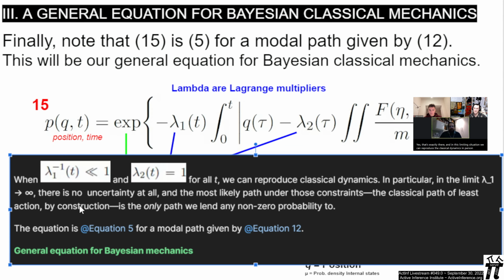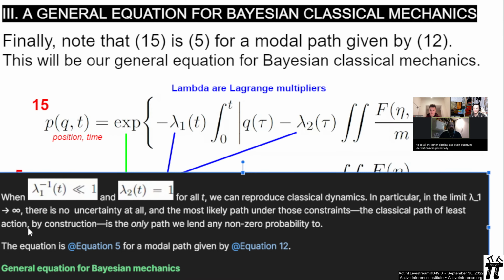In particular, in the limit lambda 1 goes to infinity, there is no uncertainty at all, and the most likely path under those constraints, the classical path of least action by construction, is the only path we lend any non-zero probability to. So all the other classical and even quantum derivations can potentially be derived from this central equation here.